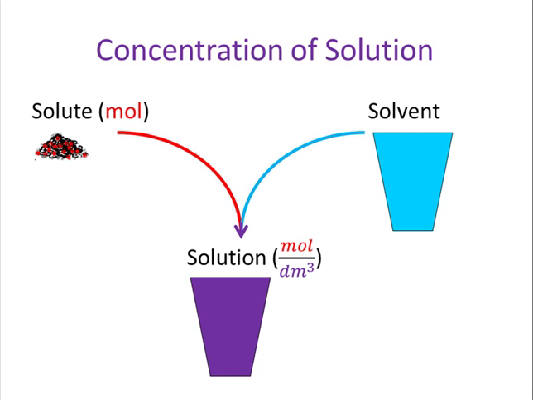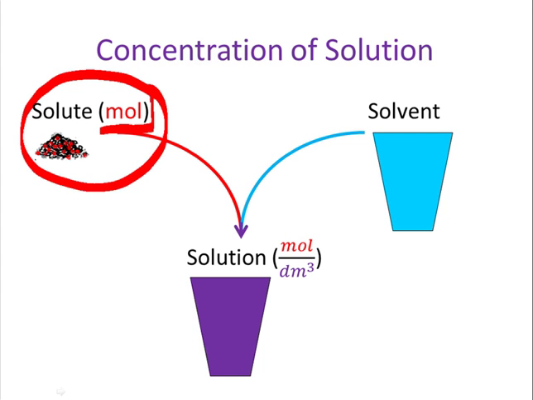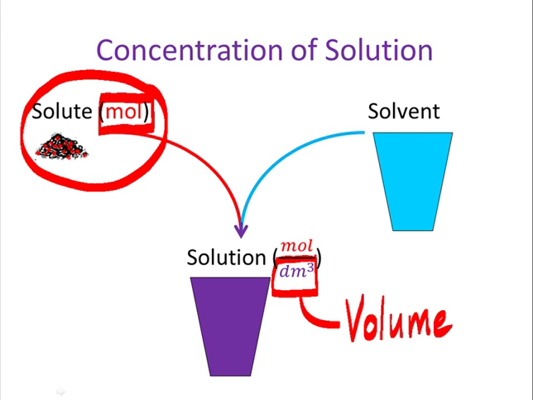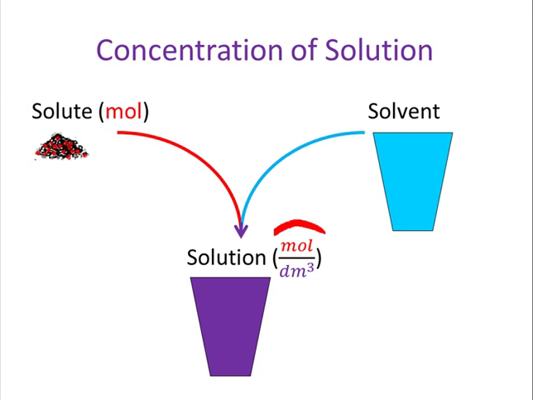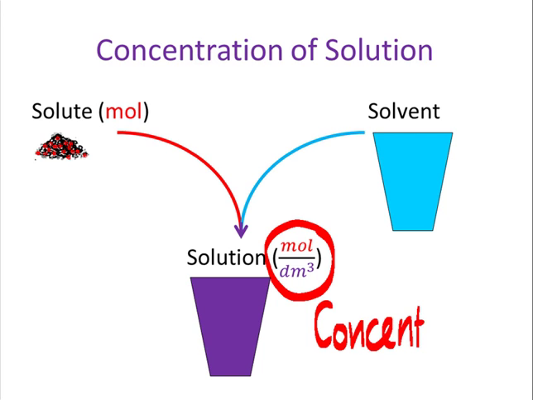So in what units do we measure this ratio of solute amount to solution amount? The standard unit that's been decided on is that we'll measure the amount of solute in moles solute and the amount of solution in volume solution. So it's in moles per decimeter cubed. Decimeter cubed is the standard unit of volume that has been decided on to be used for concentration.